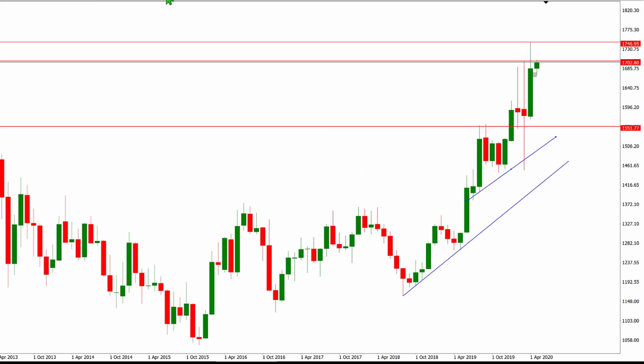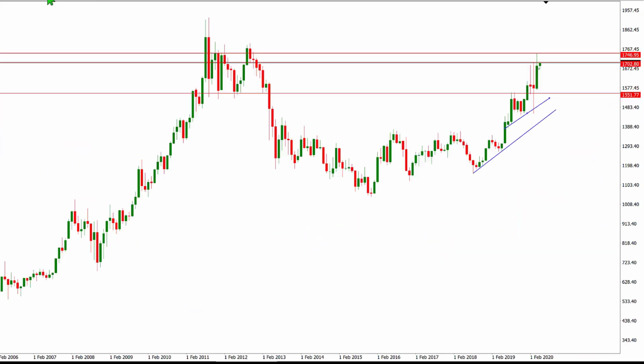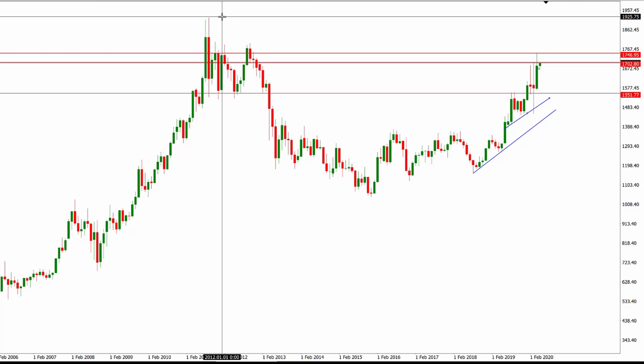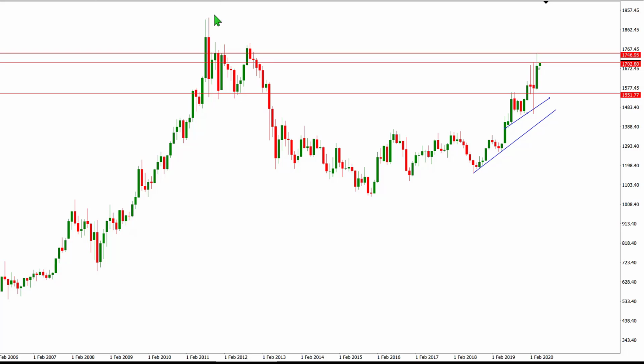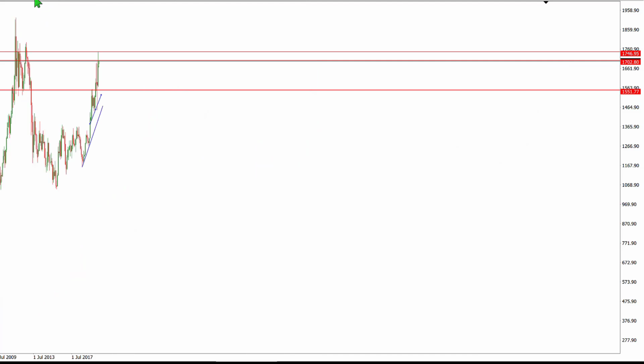Here is the monthly chart. I'm gonna zoom in. We can see the highest peak of gold in its historical record. There's a level right there, and that is 1923.79. That is the highest high of gold in historical record. There it is right here.